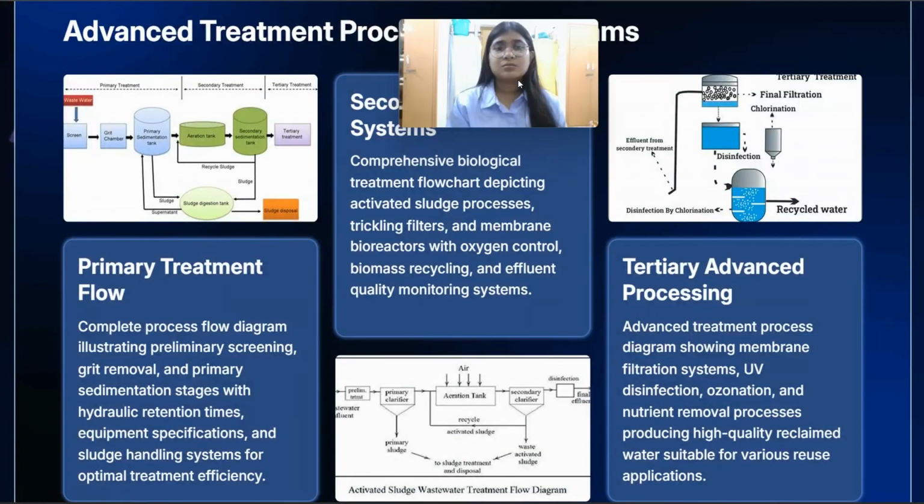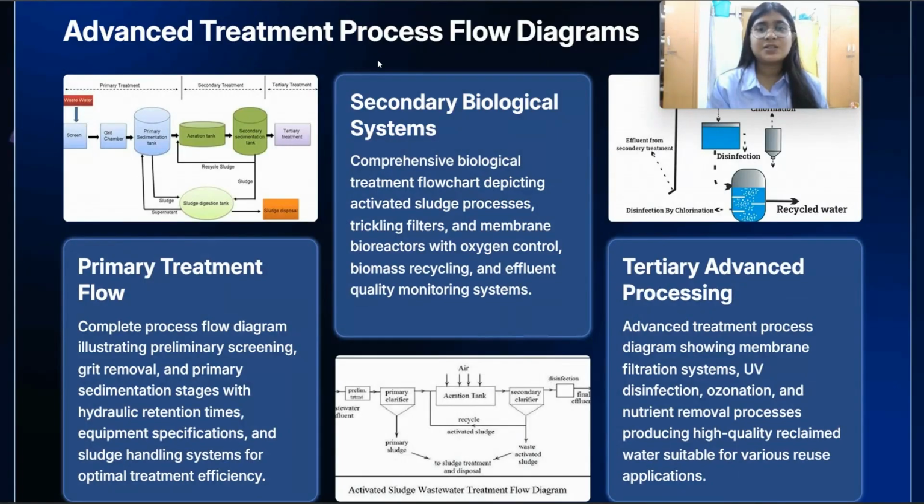So these are the advanced treatment processes flow diagram which I explained previously.